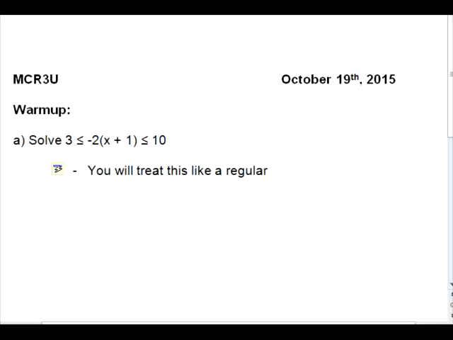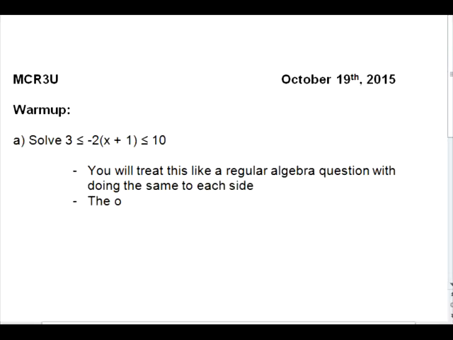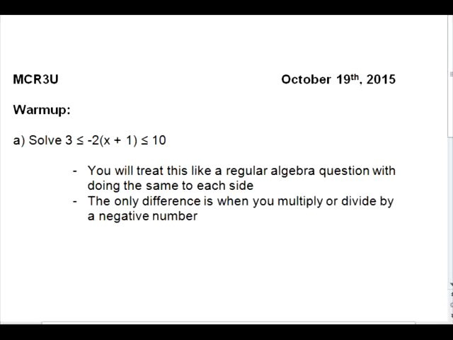So we're going to say you will treat this like a regular algebra question, with doing the same to each side. The only difference is when you multiply or divide by a negative number, you flip the inequality. What that means is greater than becomes less than, and vice versa.